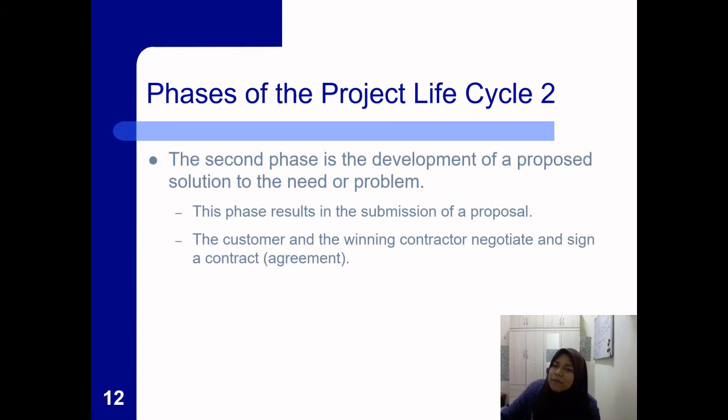Project life cycle two is the development of proposed solutions to the need or problem. It is the submission of a proposal, which is one of the tasks that you need to do this semester. You need to come up with a proposal. The customer and the winning contractor will negotiate and sign a contract, which is the agreement. This is where you develop a good proposal in order to convince your customer that you are capable of completing the project like what the customer wants.